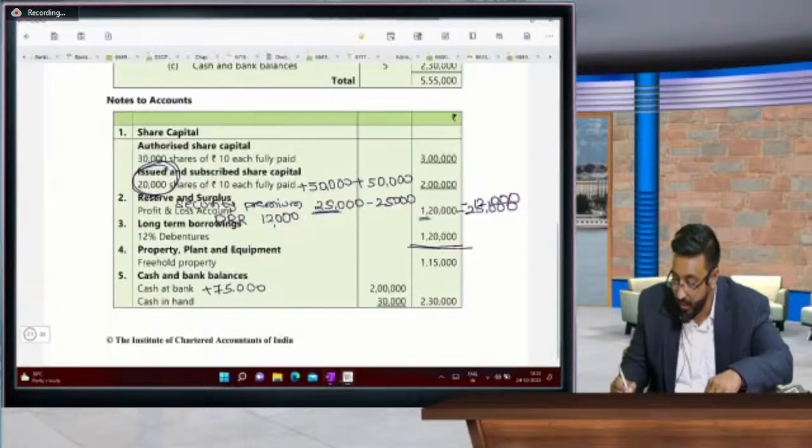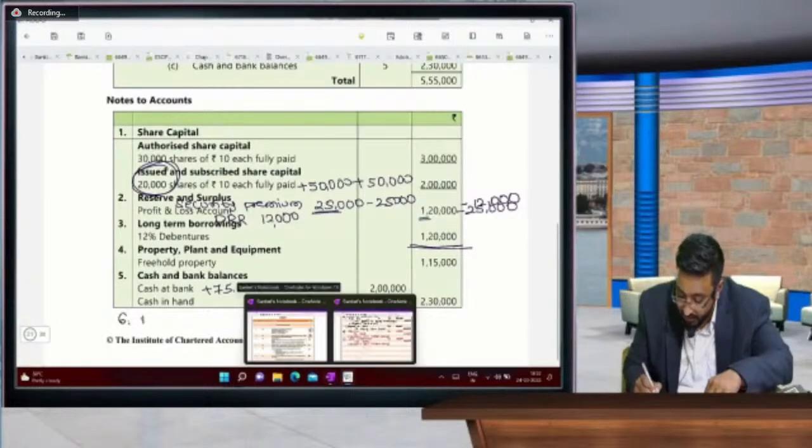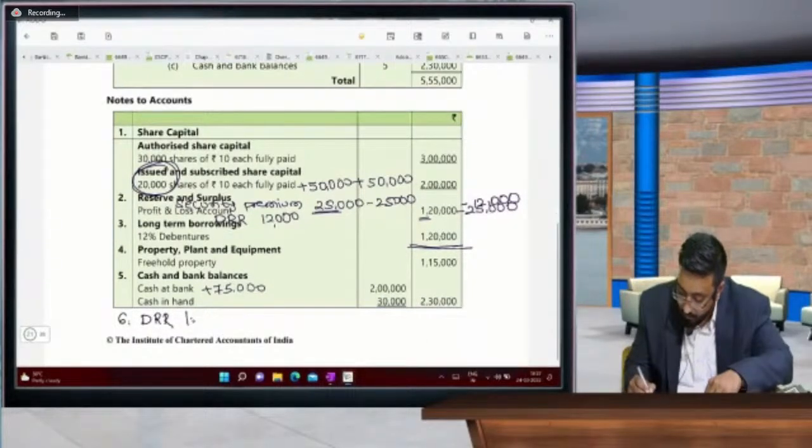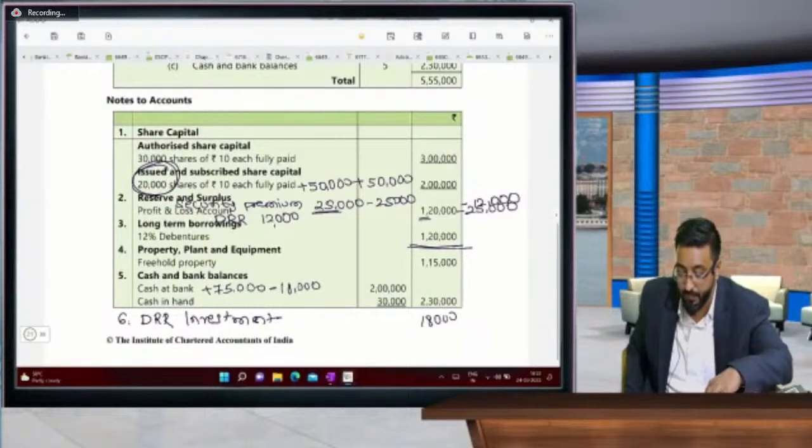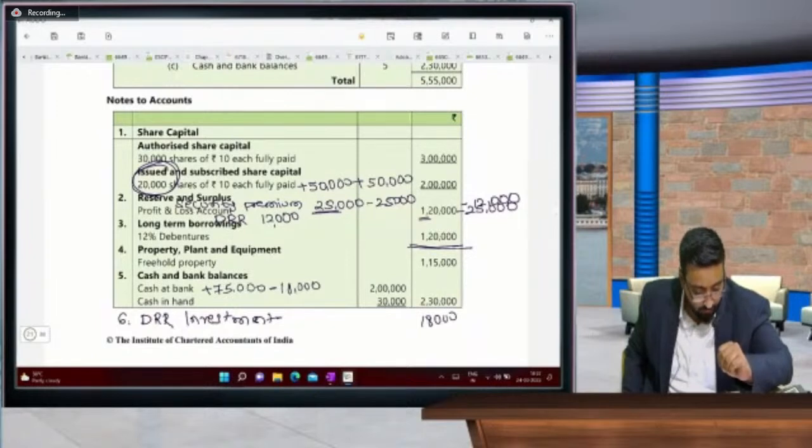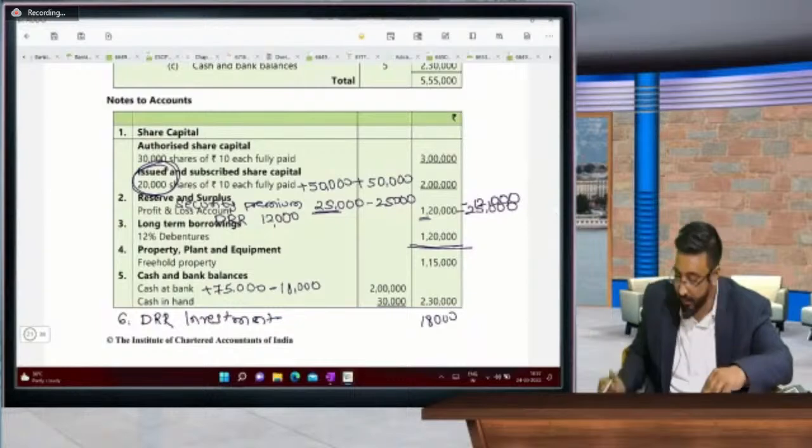So DRR investment is a new item, number 6. DRR investment 18,000 and bank balance reduced by 18,000. DRR investment, add it, and bank balance reduce it. So till now, hidden entries are over. Now redemption entries.